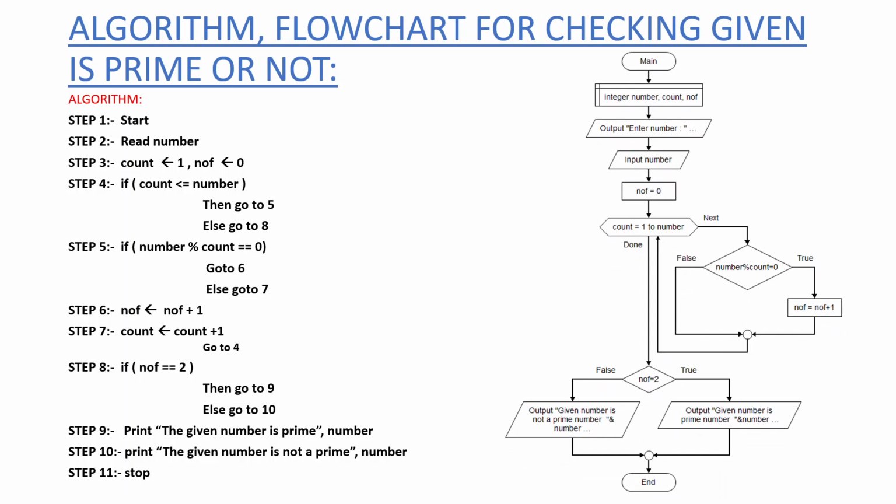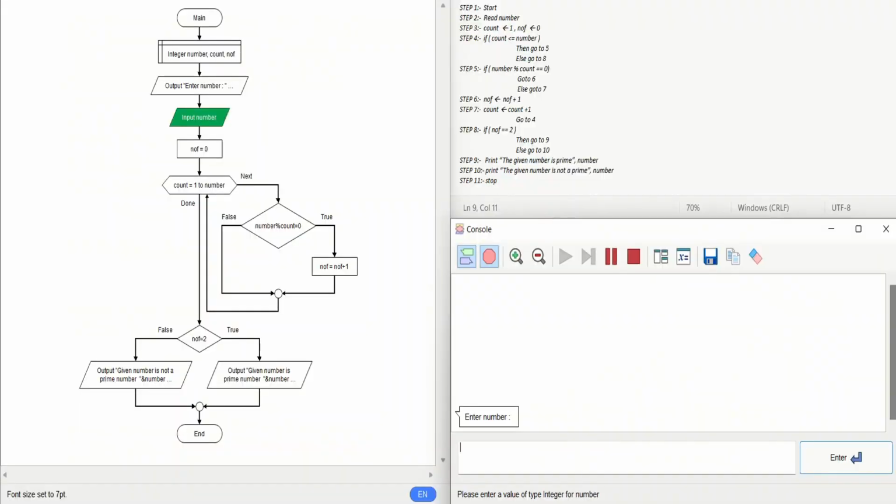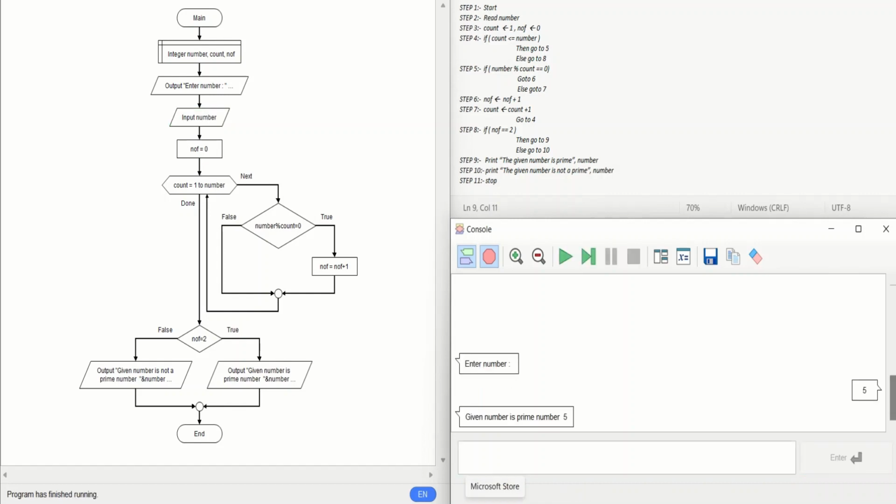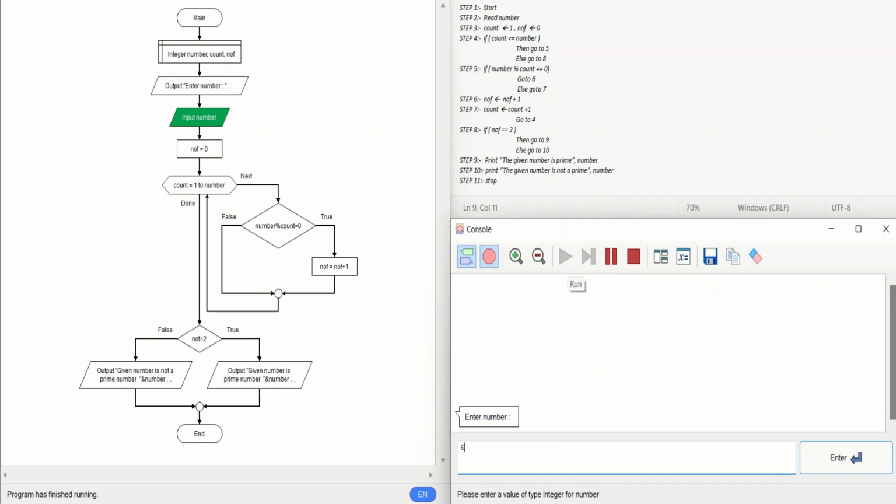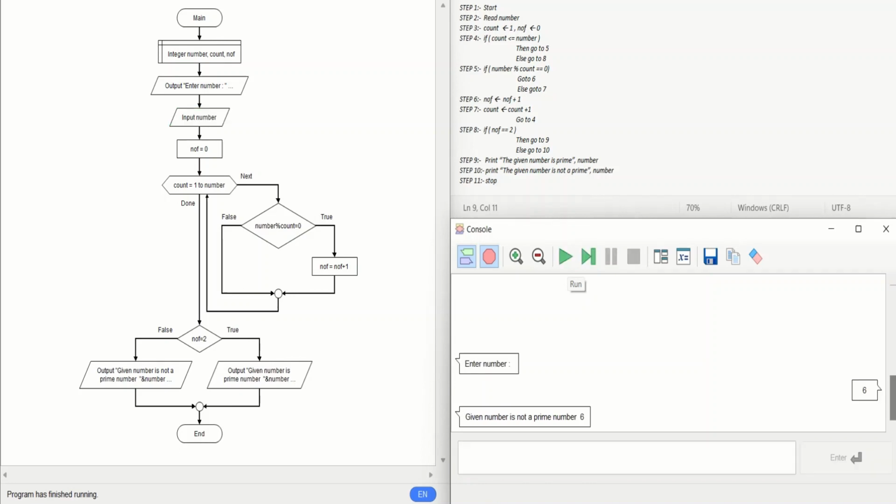This is the flowchart for a prime number. Now let us see the execution of a prime number. I am assigning 5 and it prints the number is a prime number. And I am assigning 6. It prints the given number is not a prime number. Now let us see the program of a prime number.